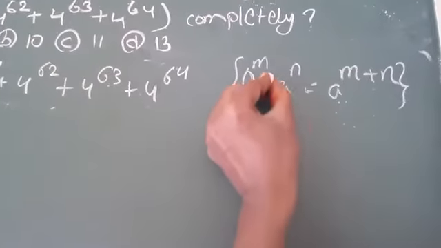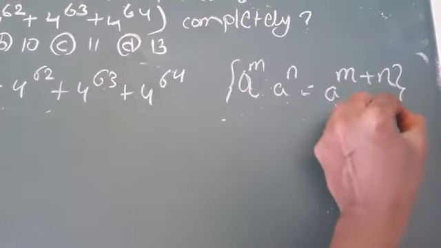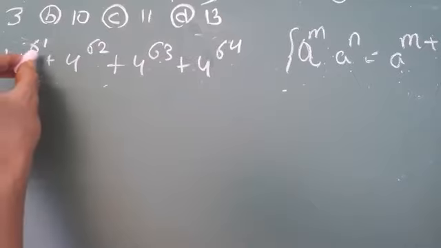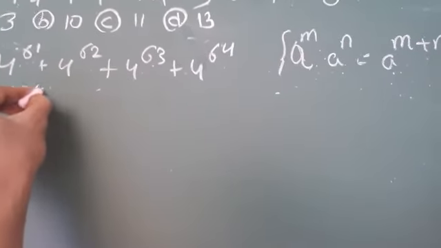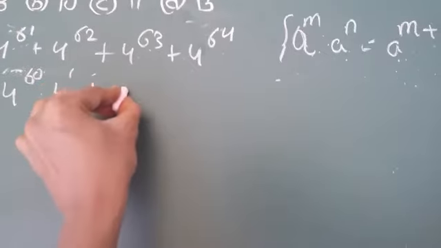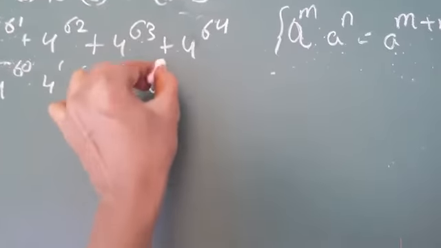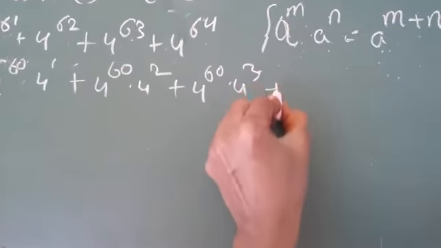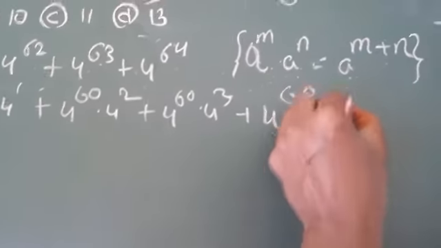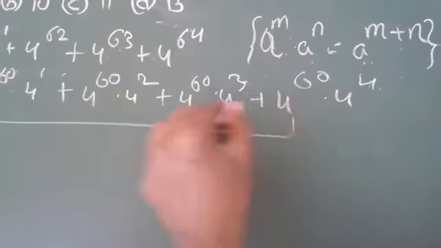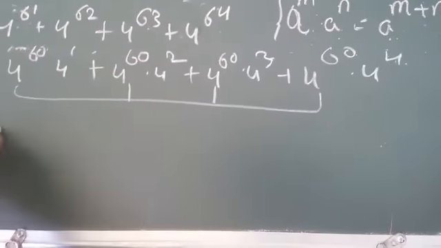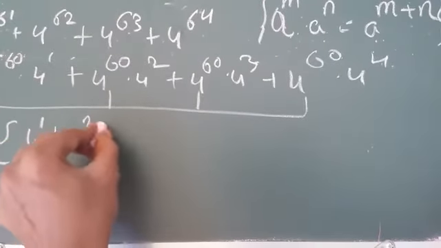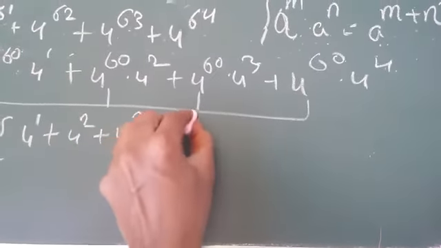Remember this formula, a power m into a power n equals a power m plus n. So convert the given question into this form. Let us replace 4 power 61 as 4 power 60 into 4 power 1, 4 power 62 as 4 power 60 into 4 square, 4 power 63 as 4 power 60 into 4 cube, 4 power 64 as 4 power 60 into 4 power 4. Now let us take 4 power 60 as common. The remaining terms are 4 power 1 plus 4 square plus 4 cube plus 4 power 4.